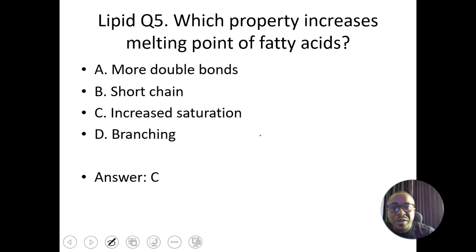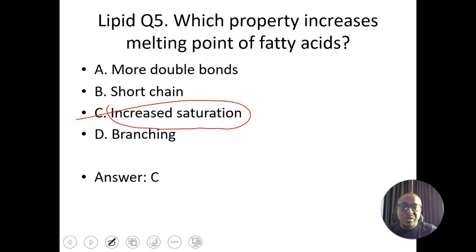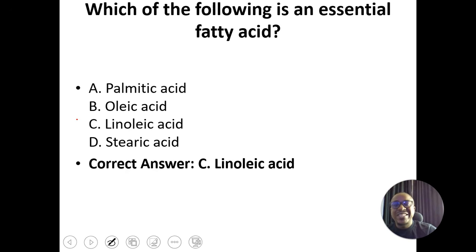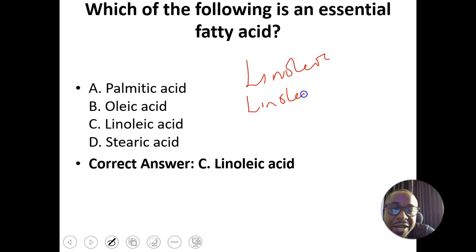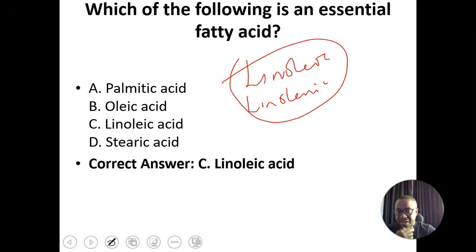Which property increases melting point? Increase saturation. The more the saturation, the more the melting point. Saturation means there is no double bond. Which of the following is an essential fatty acid? We have linoleic and linolenic acid. These are the two common essential fatty acids, and they are called essential fatty acid because our body cannot synthesize them. So therefore we need them in our diet. So they are not produced by the biological system, by humans.